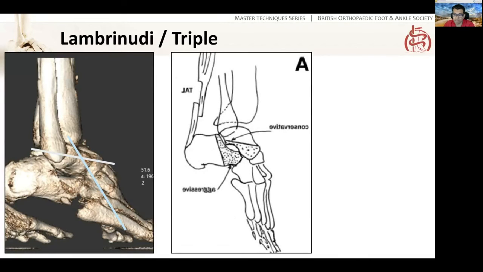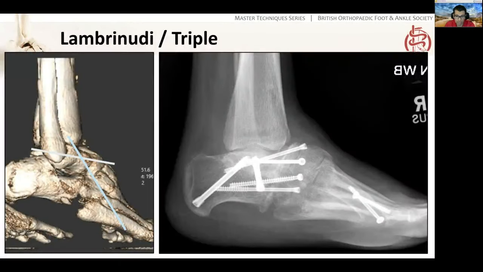And this is the same patient before and after. It brings the equinus up nicely without you actually having to do much to the Achilles.